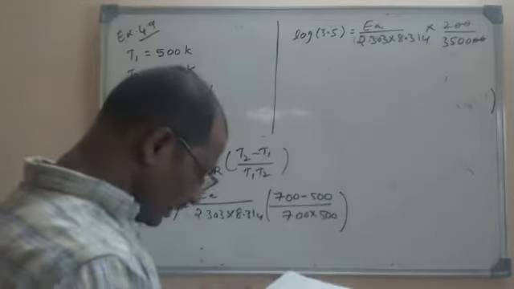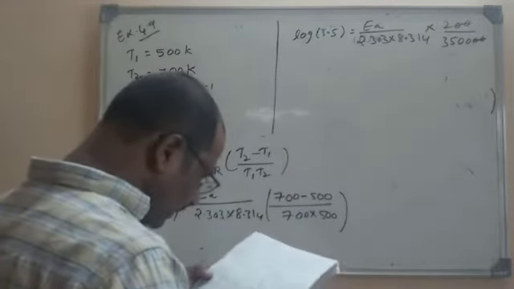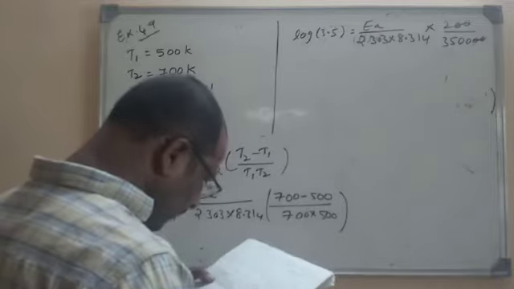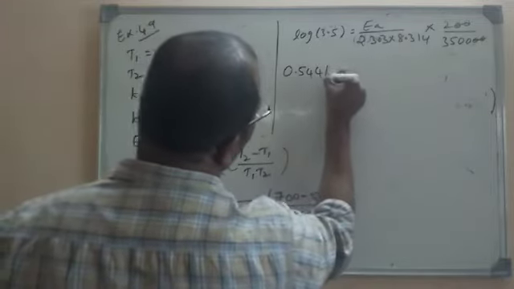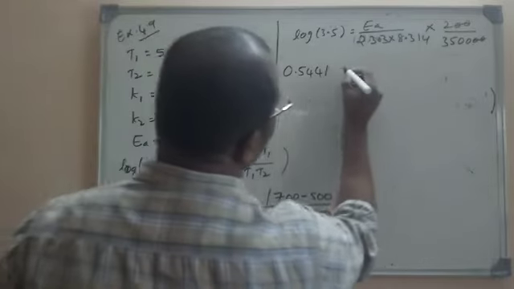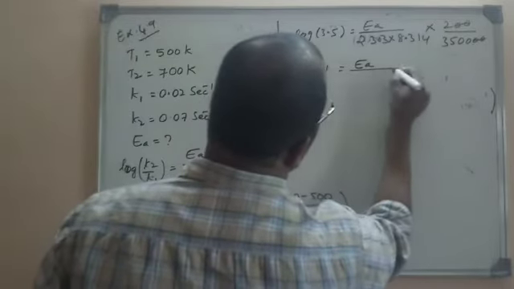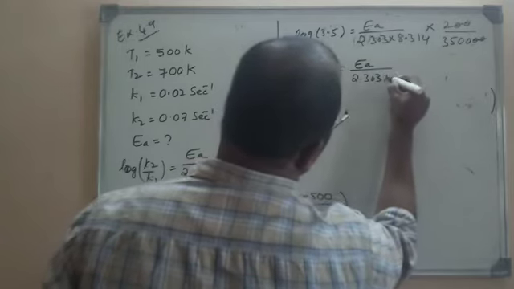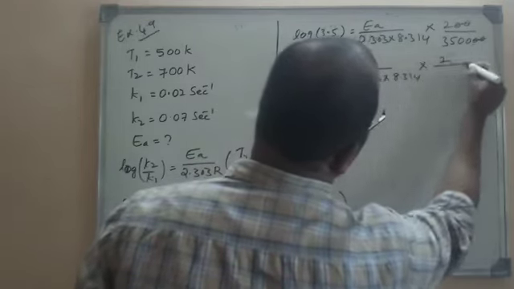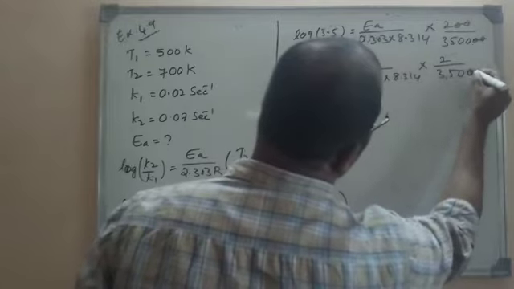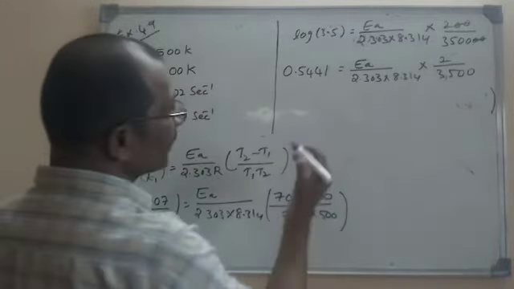Now find the logarithm of 3.5. The logarithm of 3.5 is equal to 0.5441 from the log table, which equals EA by 2.303 into 8.314 into, here 2 is remaining in the denominator, equal to 3500. Now it is the final step.